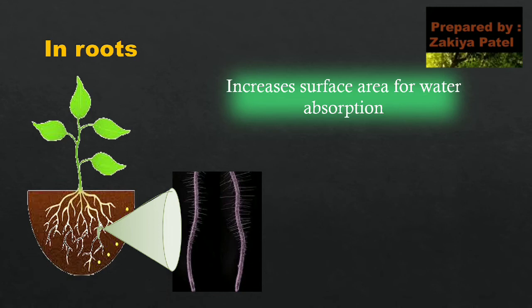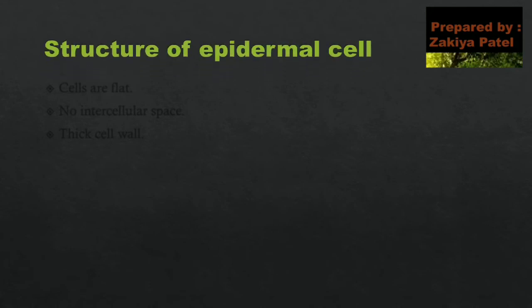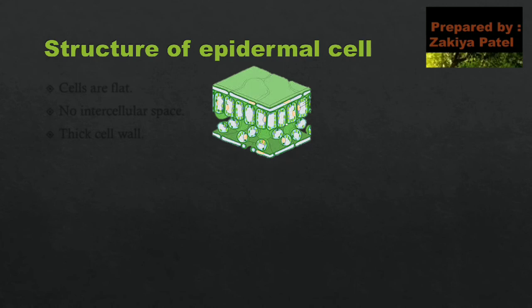Okay, now let's talk about the structure that epidermal cells have. As they are protective cells, they do not possess intercellular spaces. It means between two cells there is no space present. So this is the image of an epidermal cell. Let's take a look at the property that the cells are flat in appearance in comparison to other cells.